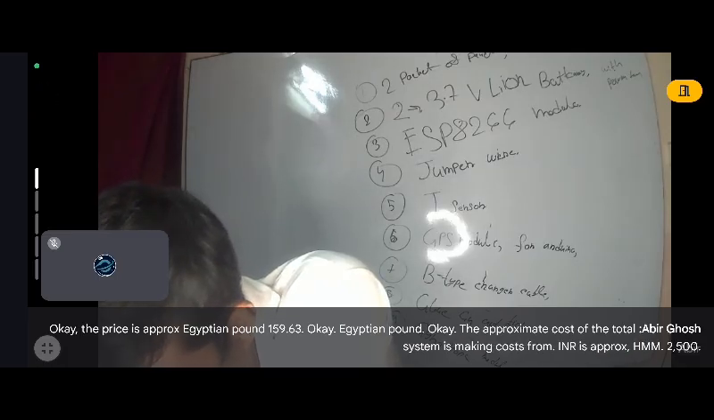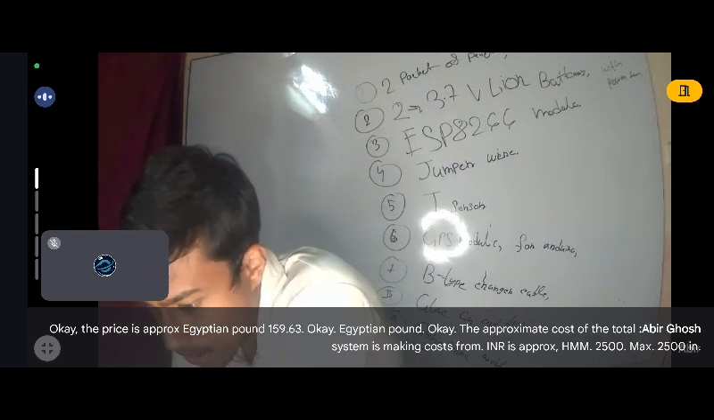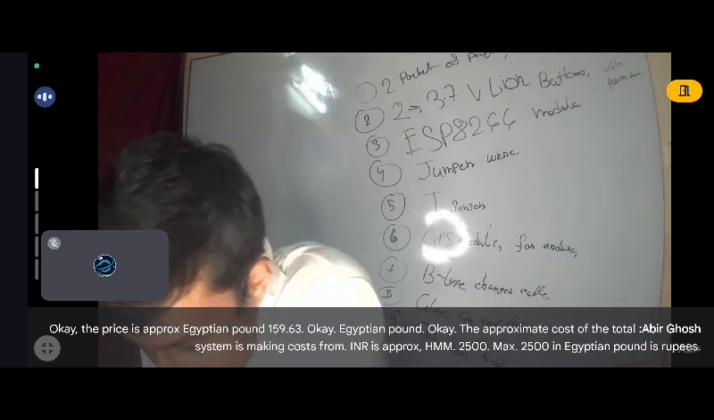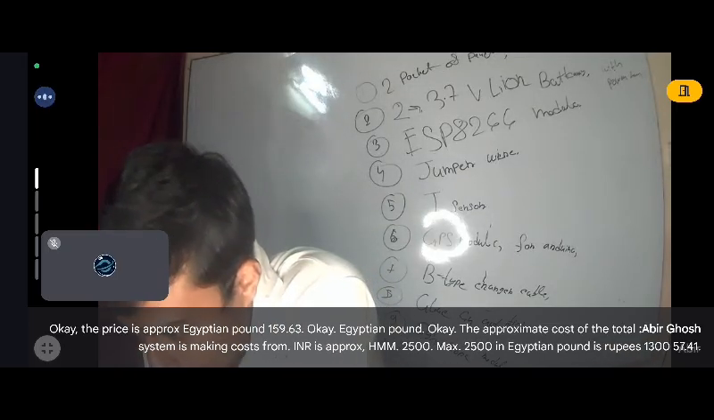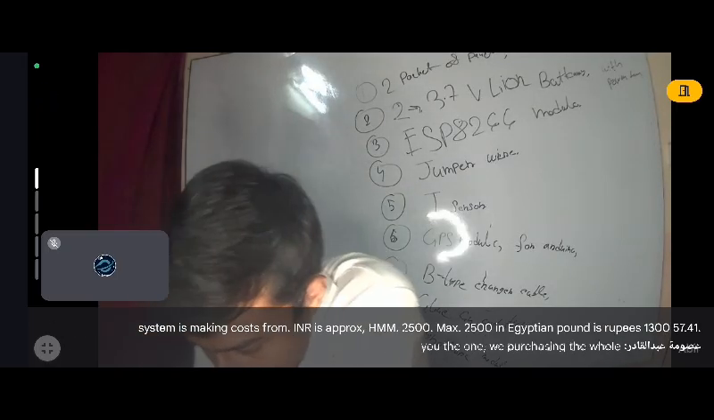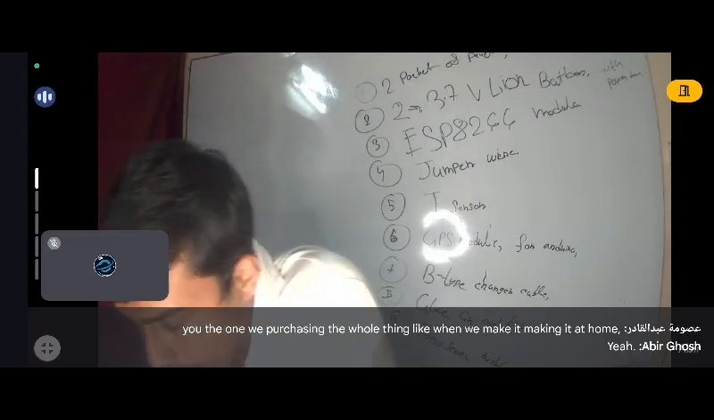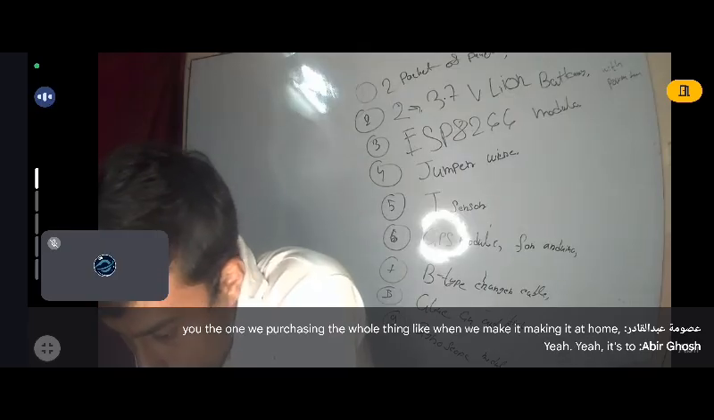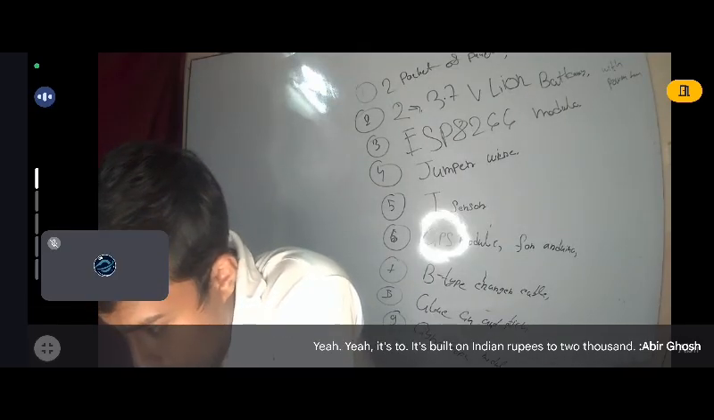2,500 max. 2,500 in Egyptian pound is 1,357.41. Is it when we purchasing the whole thing? Like when we're making it at home? Yeah. It's built on Indian rupees to 2,500.